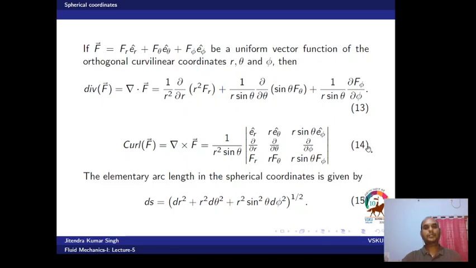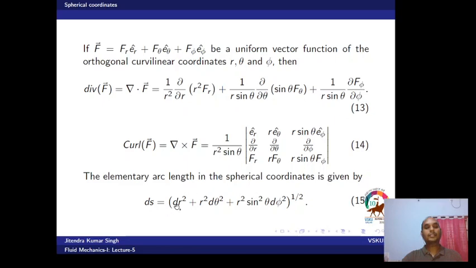Equation 14 represents the curl of a vector field in a spherical coordinate system. Now the arc length in a spherical coordinate system. We know that ds is equal to square root of (h1 du1) whole square plus (h2 du2) whole square plus (h3 du3) whole square, that is square root of h1 square du1 square plus h2 square du2 square plus h3 square du3 square.